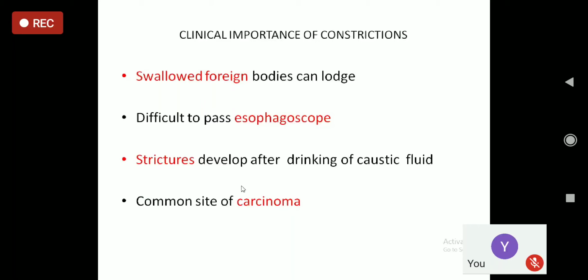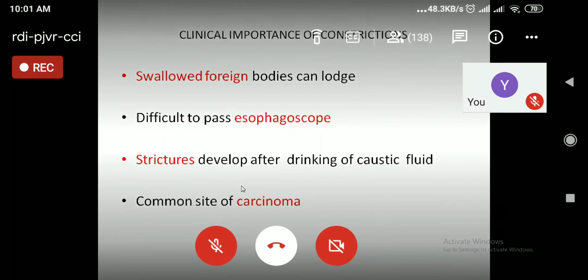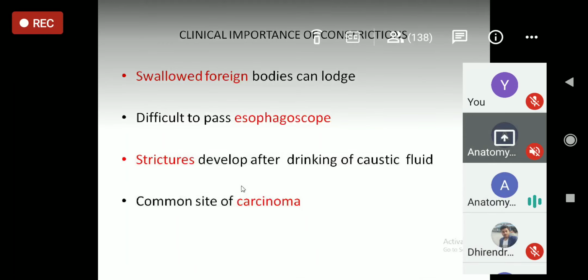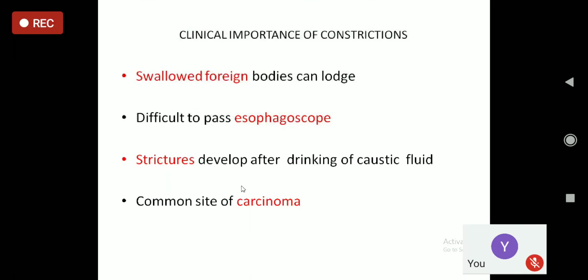Can you recall the first, second, third, and fourth sites of constriction of the esophagus? Anybody? Shall I need to call your name? Prozol, is Prozol there? Prozol Kafle? Are you there, Prozol?